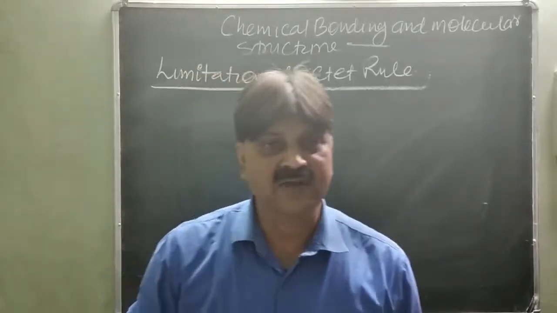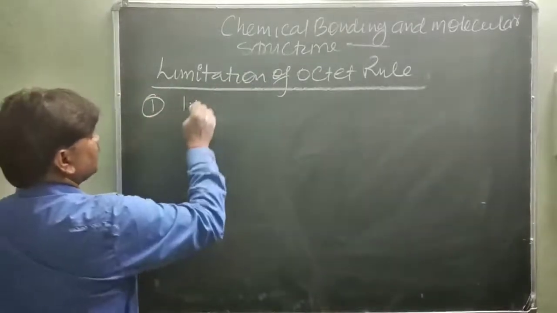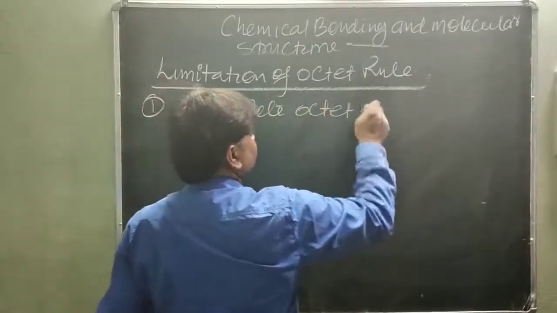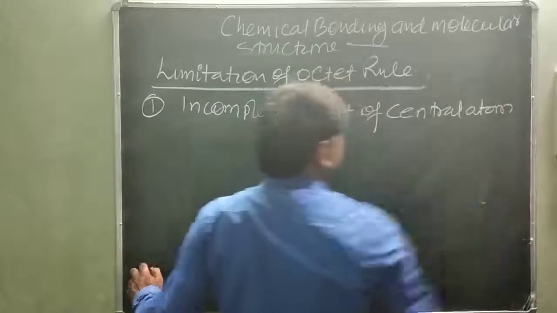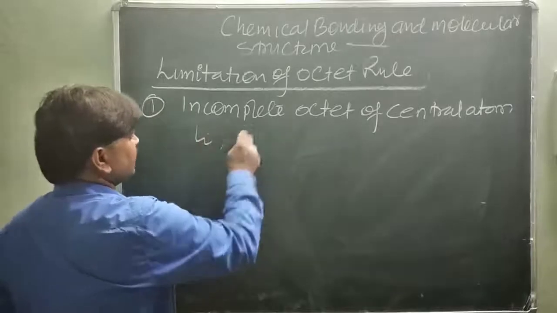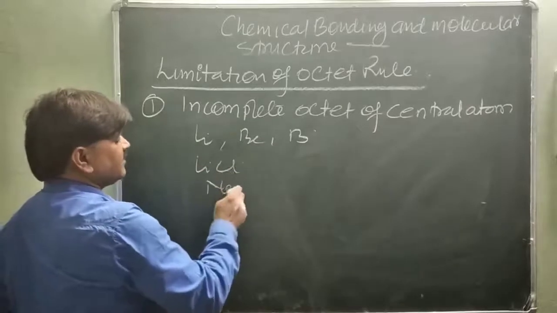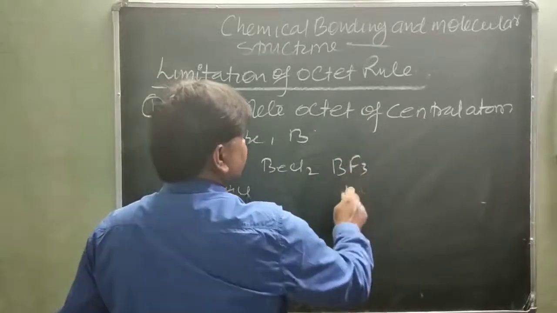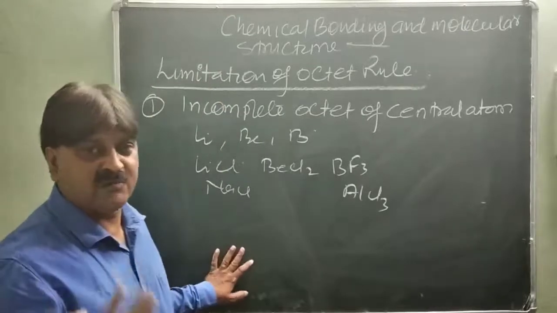First one, the incomplete octet of the central atom. In the case of second period elements in the periodic table, like lithium, beryllium, boron, compounds like LiCl, BeCl2, BF3, AlCl3, these compounds or molecules have an incomplete octet structure.